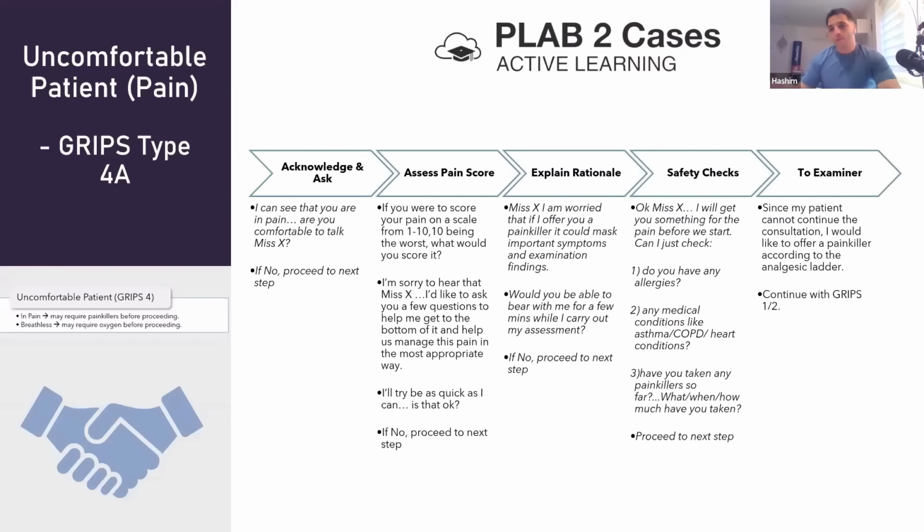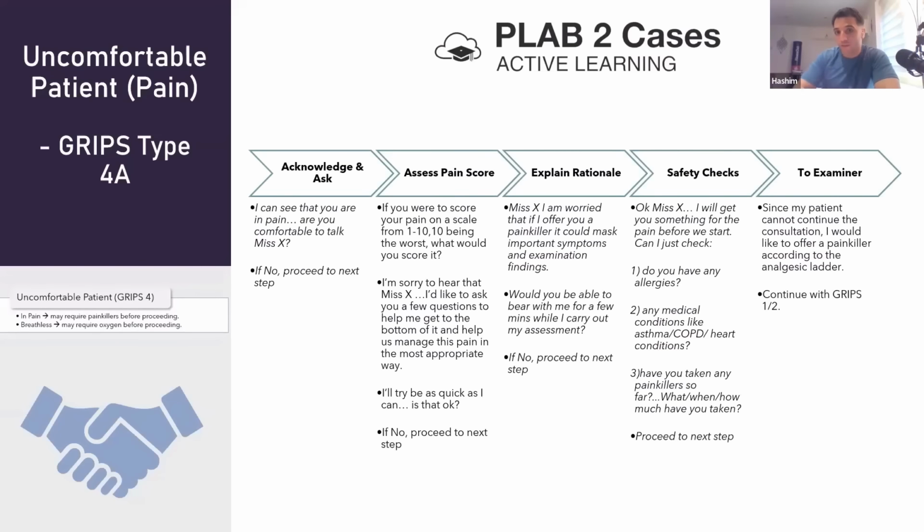And then you might want to point to the examiner and explain to the examiner, since my patient can't continue the consultation, I would like to offer a painkiller according to the analgesic ladder. So, obviously, if they've got any kind of contraindications to medications, if they are on omeprazole for peptic ulcer, then it might not be appropriate to prescribe non-steroidals. But for the most part, there won't be any contraindications, and they do expect you to do all these checks.